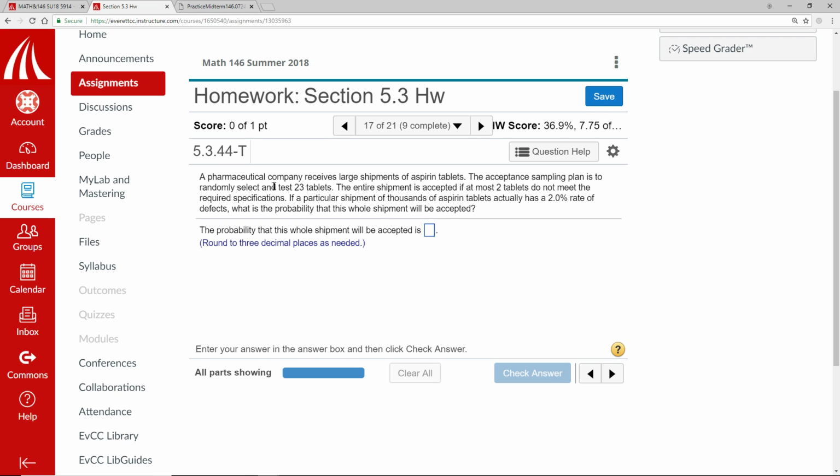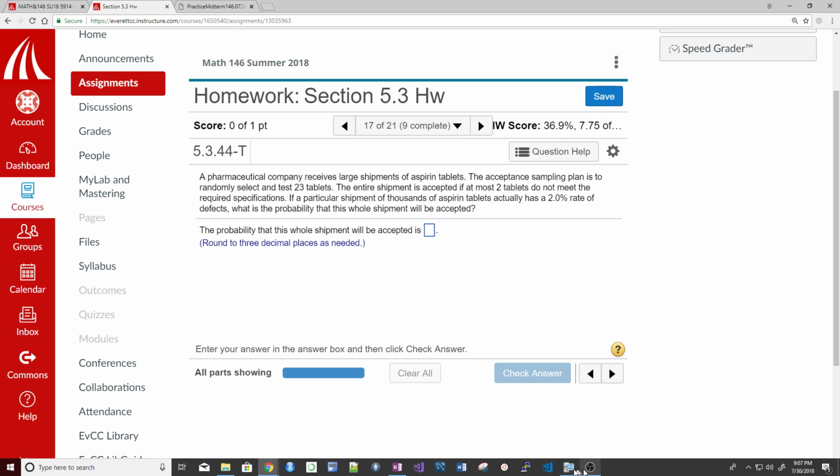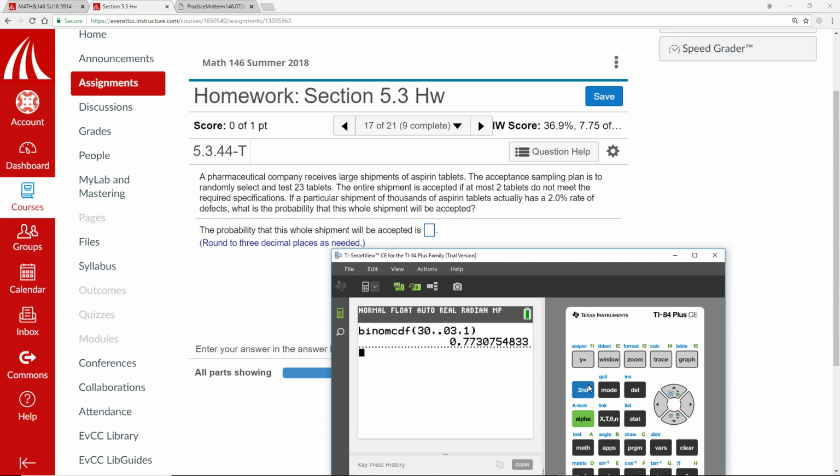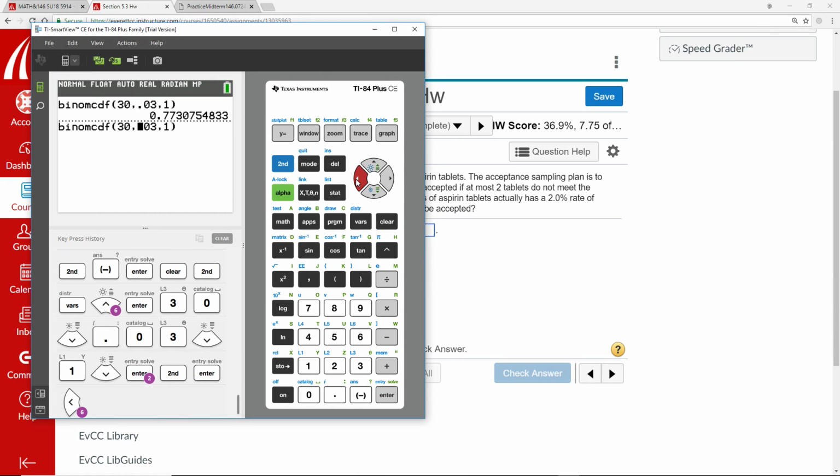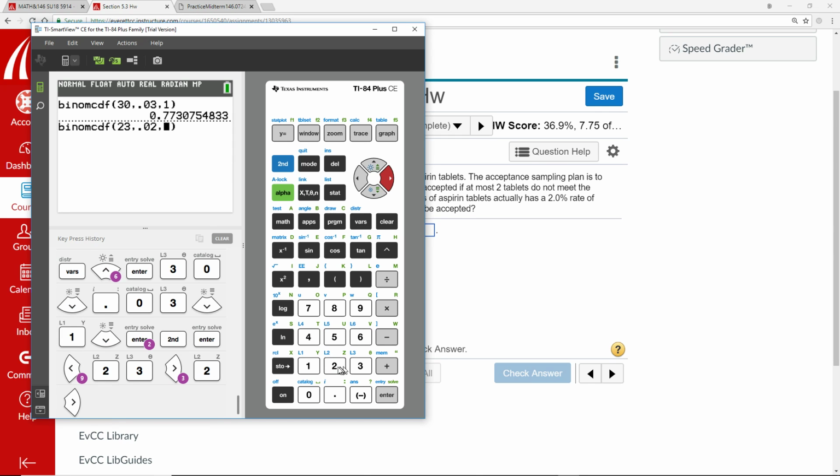This is a similar problem. 23 tablets, the entire shipment will be accepted if at most 2 do not meet the required specification and the defect rate is 2%. What's the probability the whole shipment will be accepted again? So we'll run this one back. Same problem, different numbers. We're dealing with 23, and we're dealing with 2%, and also it's at most 2.